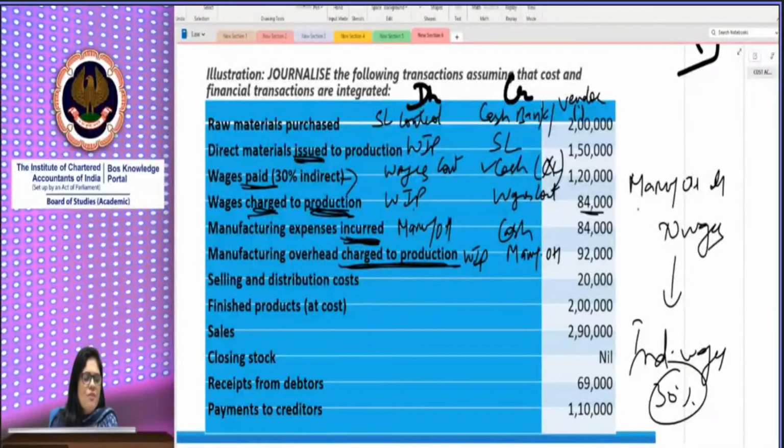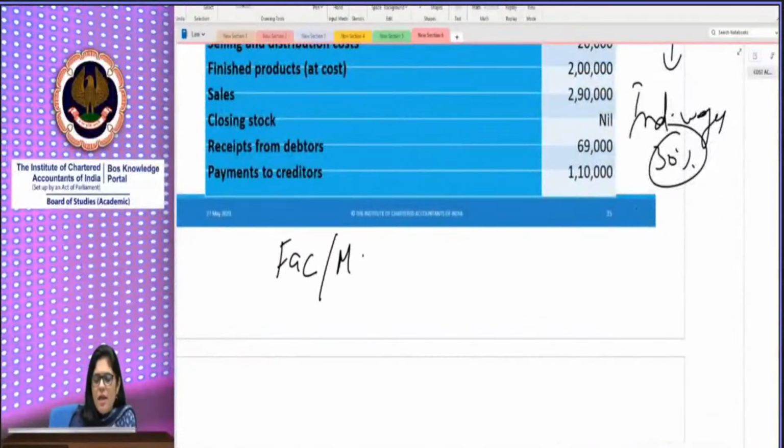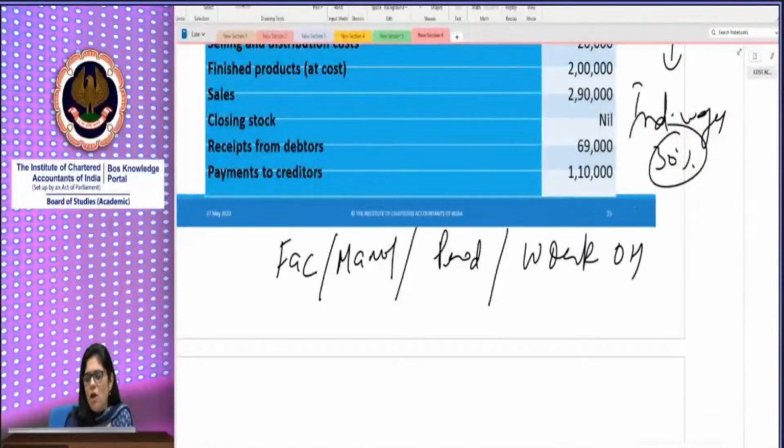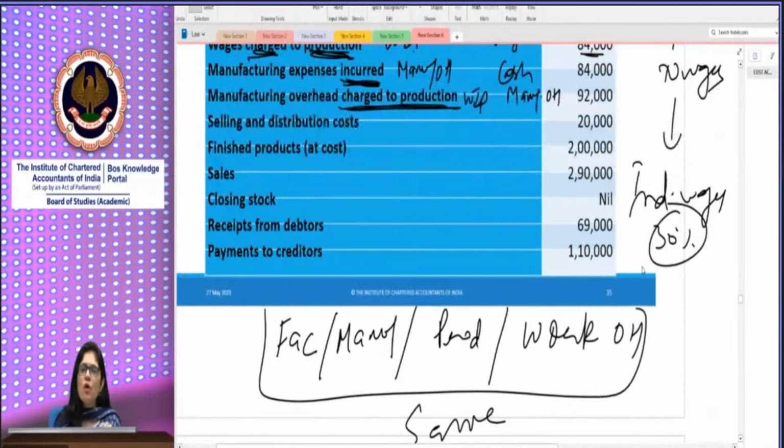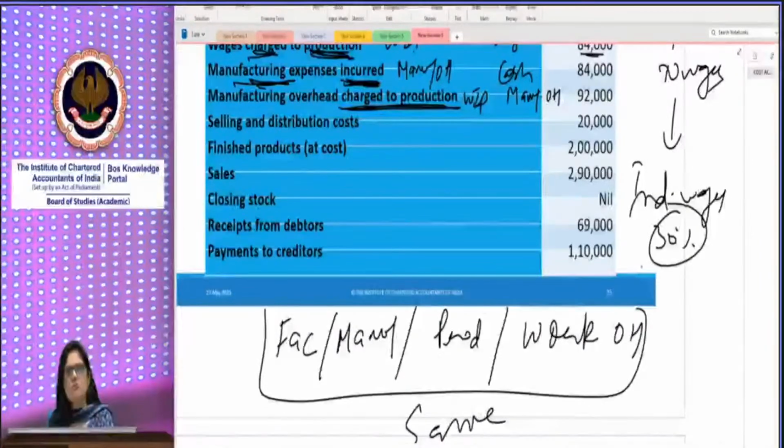Yes, Darshan, factory, manufacturing, production, works, all are same. I'm writing it over here. I told you earlier also. Factory overhead, manufacturing overhead, production overhead, or works overhead, all are same. You can use any, just take note of what term is used in the question. In this question, it's manufacturing, so use manufacturing. In the earlier question, it was production, so use production. In some other question, it can be works overhead, so use works overhead. In some question, it's factory overhead, so use factory overhead.